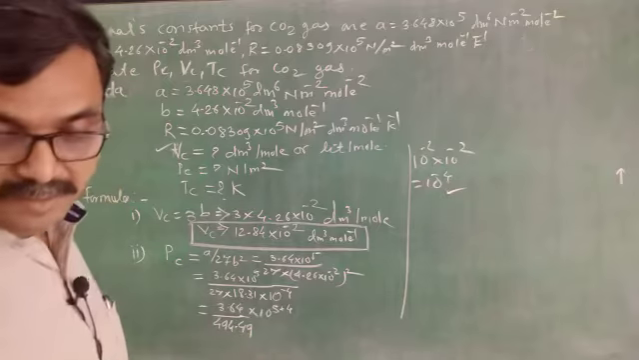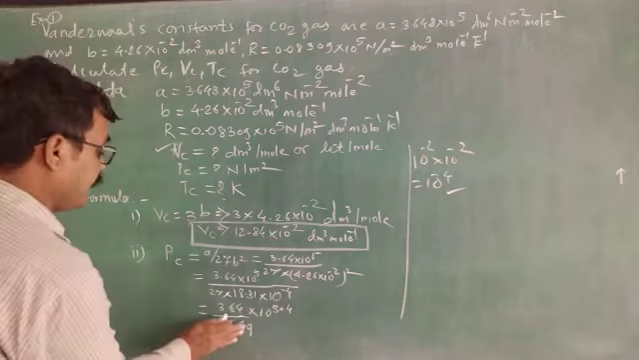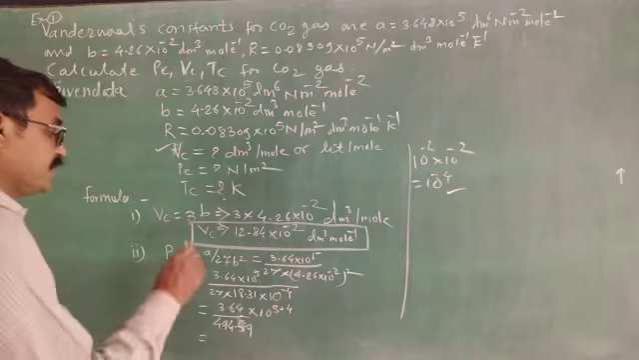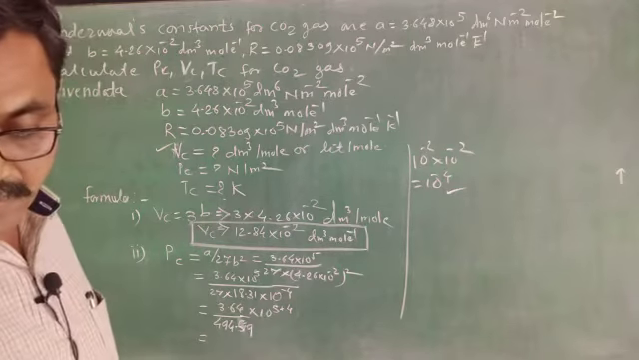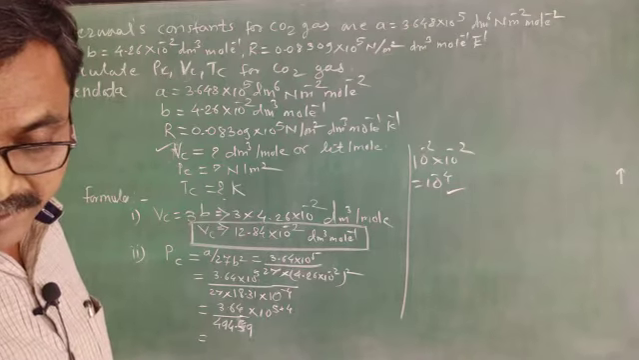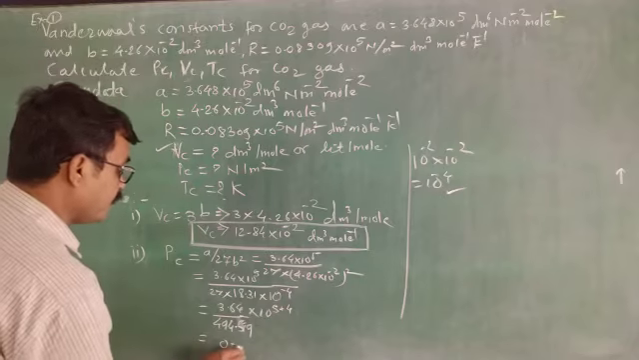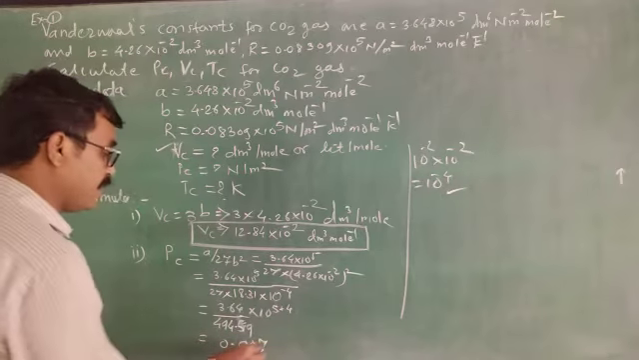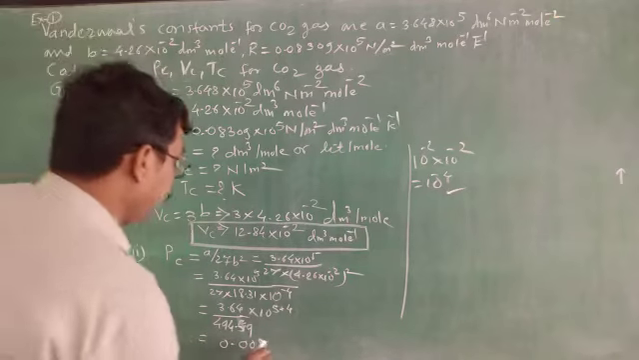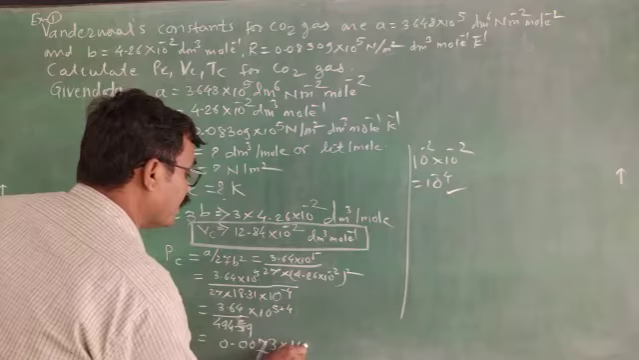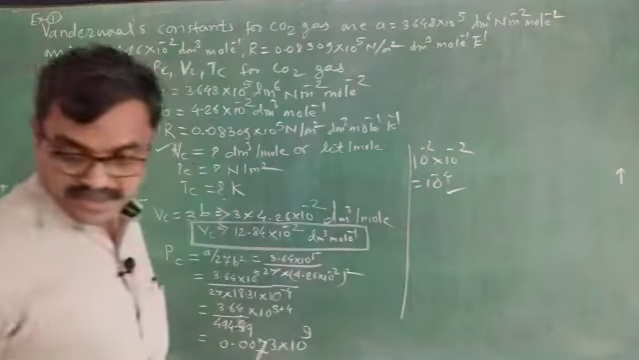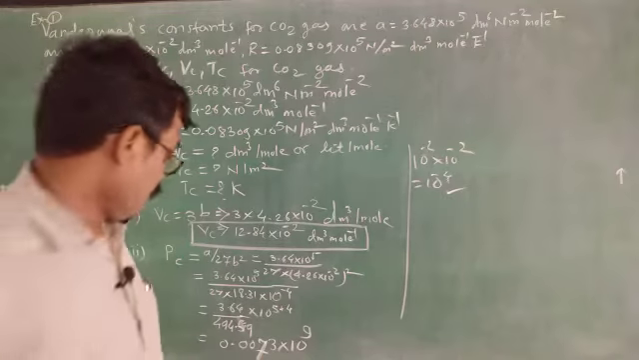494.59. Then 3.64 divided by 494.59, it will be 0.0073 into 10 raised to power 5 plus 4, then it will be 9. Further, what is the value of PC?